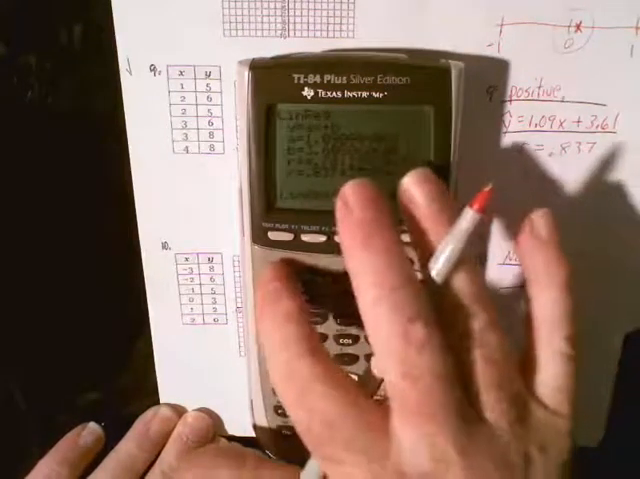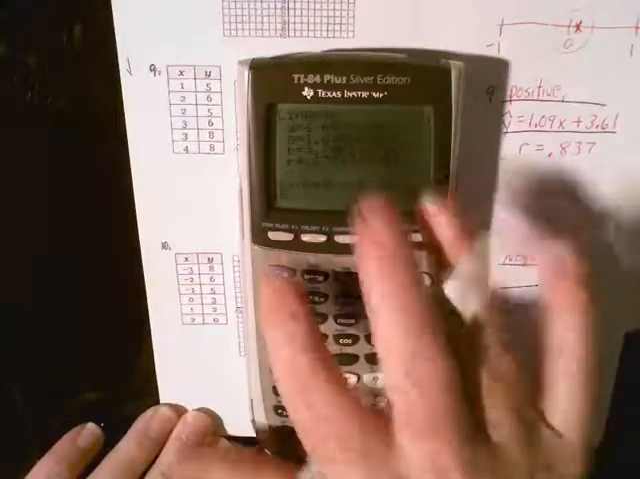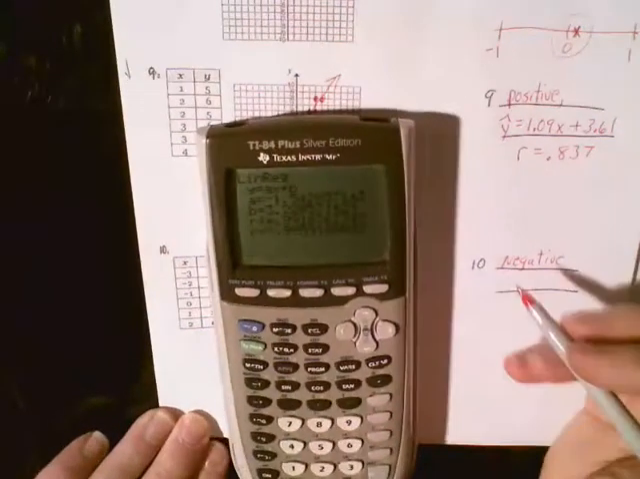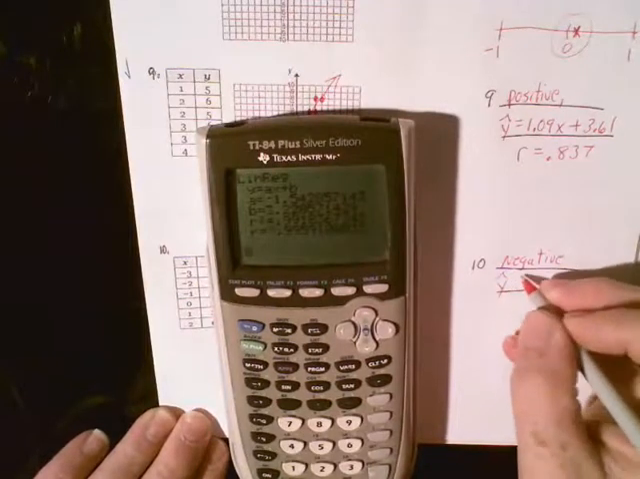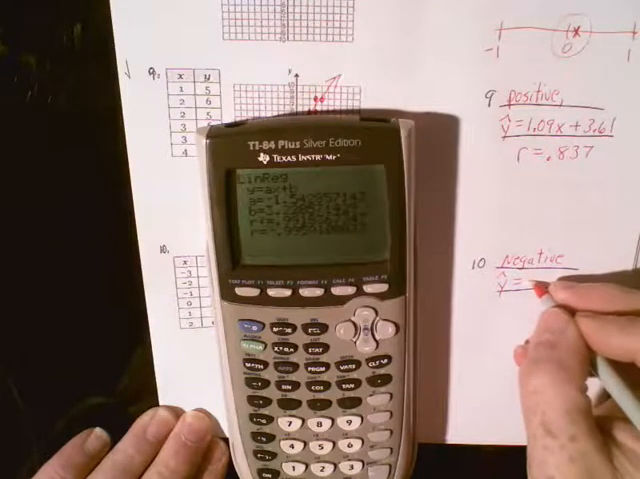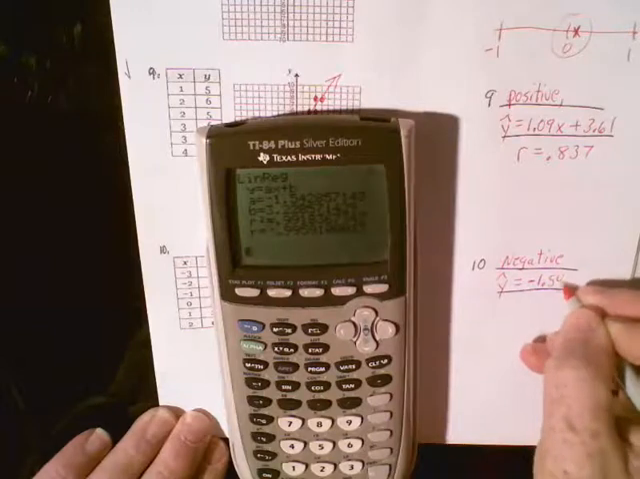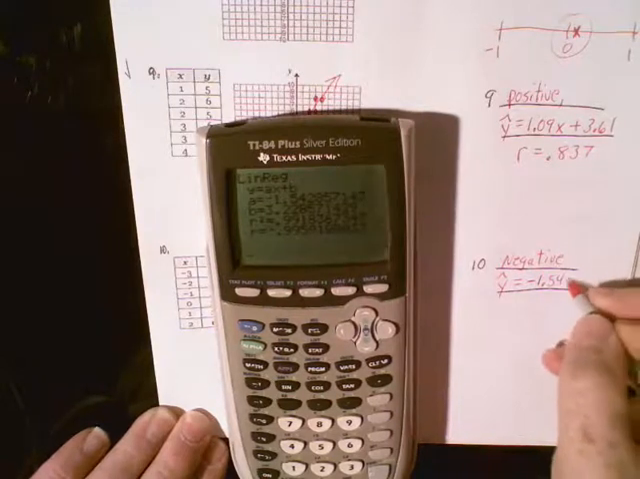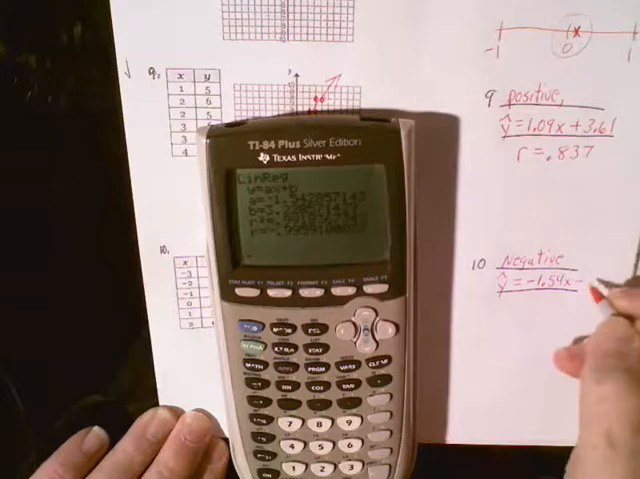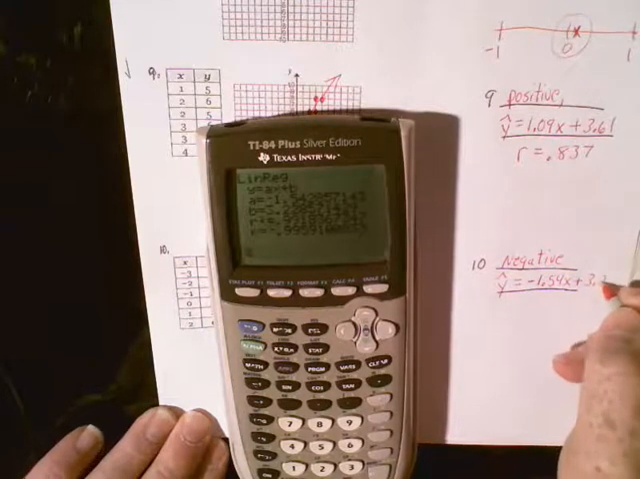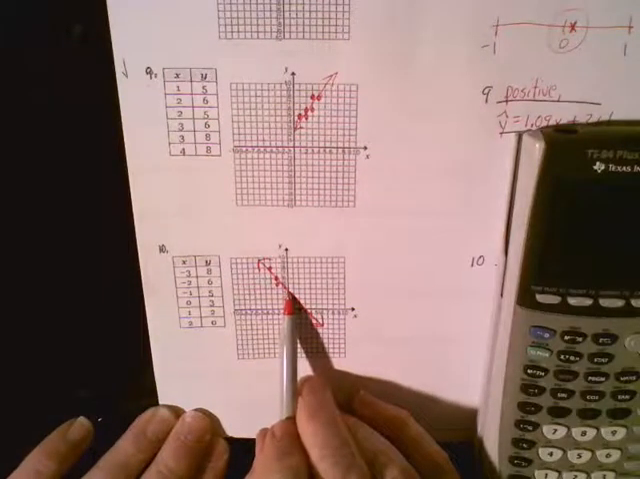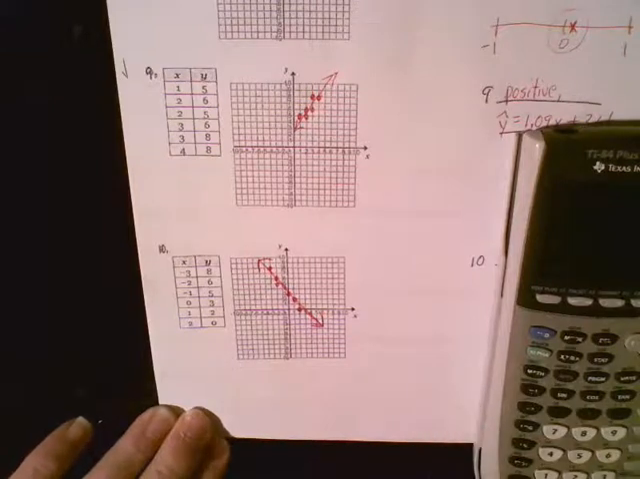I punched them into list 1 and list 2. Hit enter, gives us that. So our y hat, our equation of our regression line, is going to equal, our slope is negative 1.54. And this negative on this slope should match up to what you said it was. And the B is 3.23, we'll say. So it should cross the y-axis at somewhere about 3.23, so just above 3. Mine's pretty close to that.